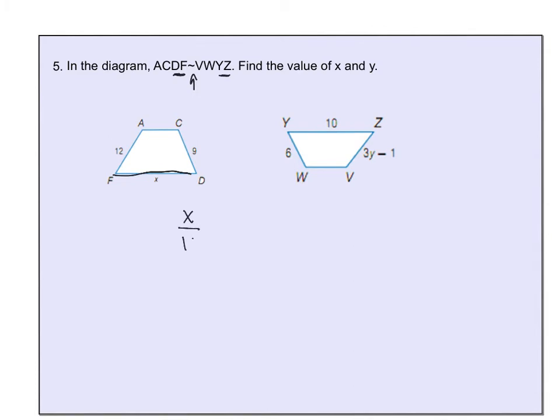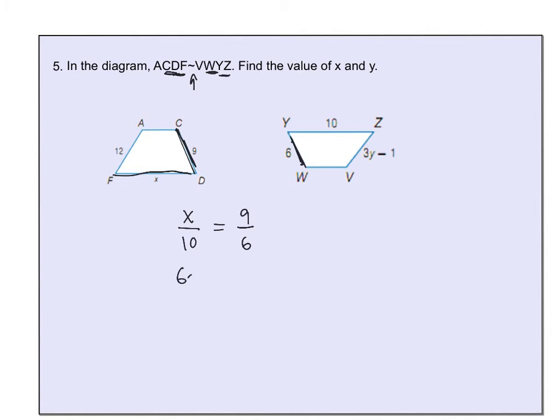Okay, so FD here, DF, matches up to YZ. So I have X over 10. Then I've got CD. So CD matches up to WY. That'll be like 9 over 6. And that's important. That's what I want to use. So I have 9 over 6 here.